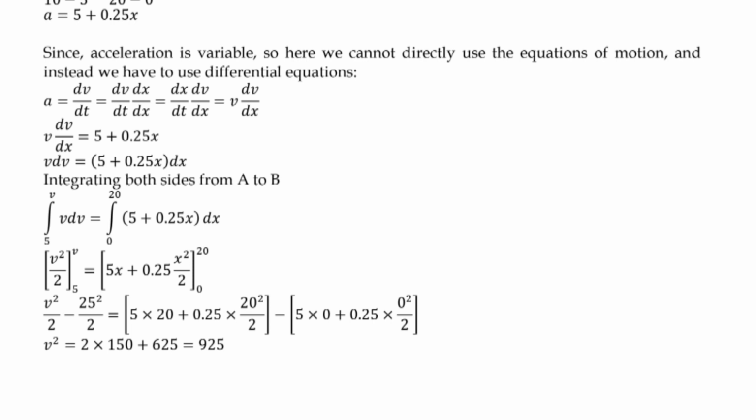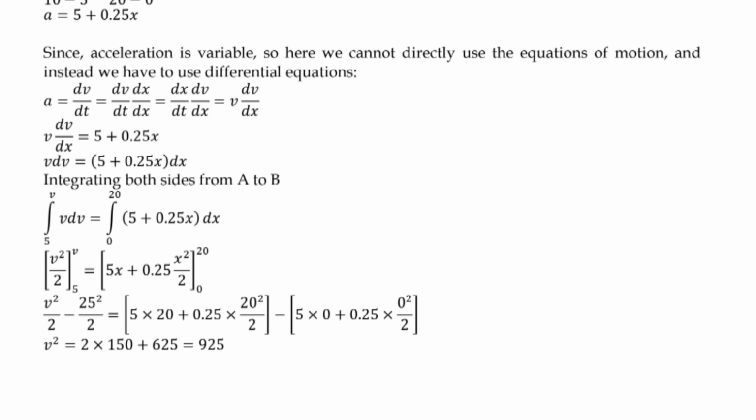So v dv by dx, which is acceleration, is equal to 5 plus 0.25x. If we rearrange the terms such that everything related to v comes to the left side and everything related to x goes to the right side, and we integrate with the limits of velocity from 5 to v, because the initial velocity was given as 5.